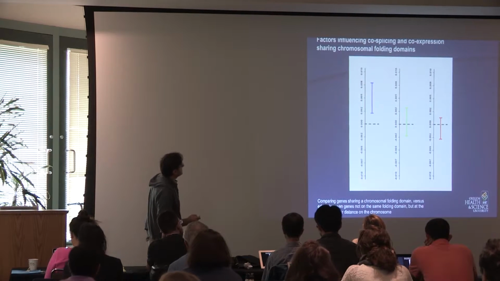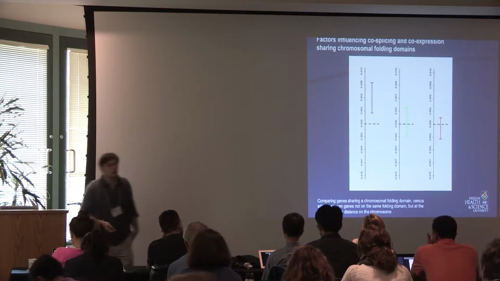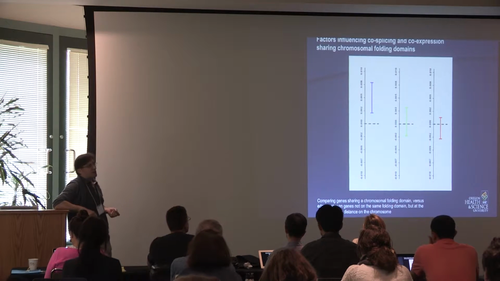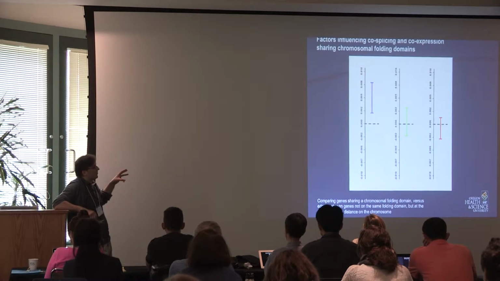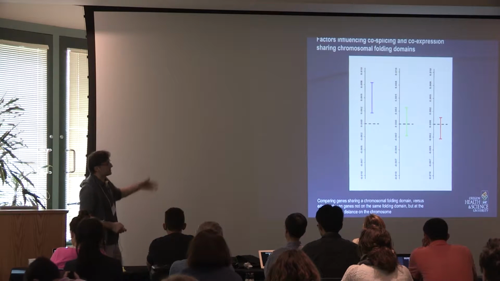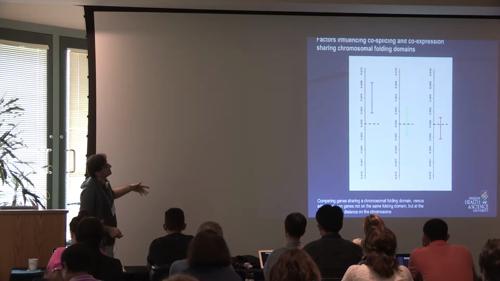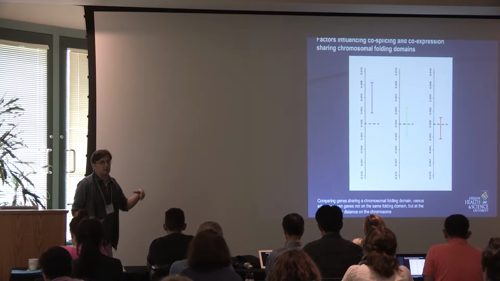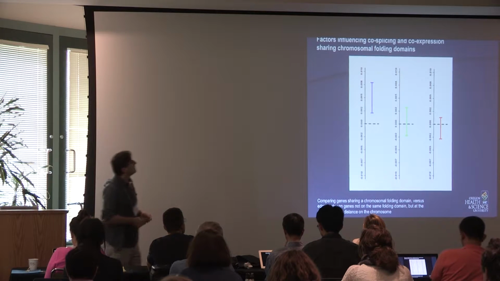Chromosomal folding domains. So genes are on chromosomes, and the chromosomes fold. And when transcription happens, some of these folds get exposed to the cytoplasm, and transcription starts to happen. So the idea is that if genes are close on the same folding domain, it is likely that they will be expressed at the same time.